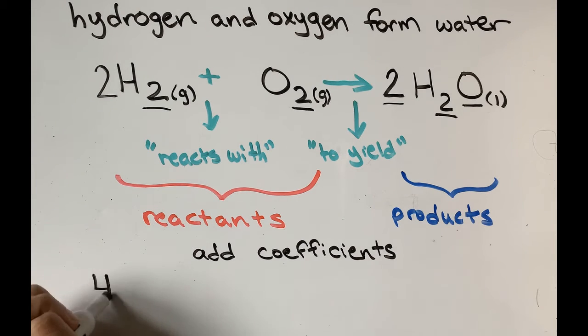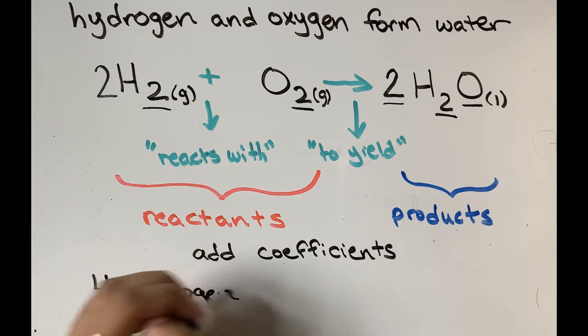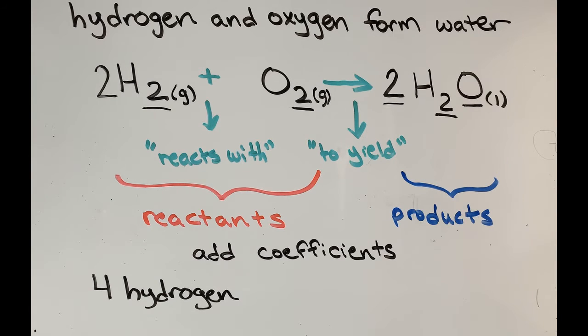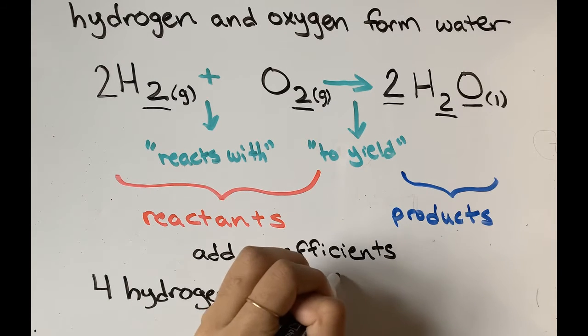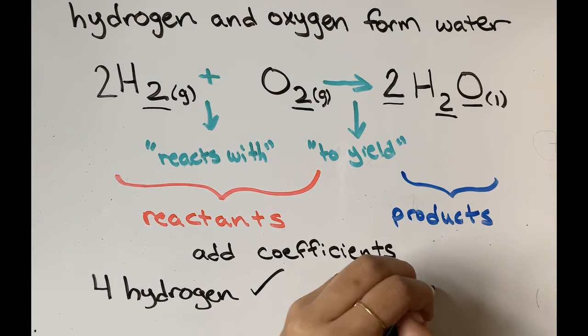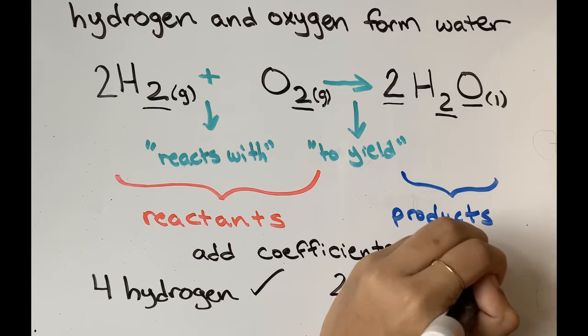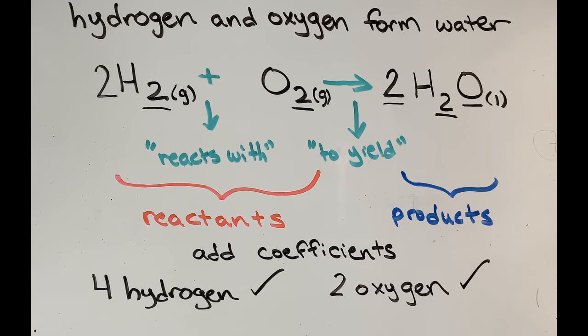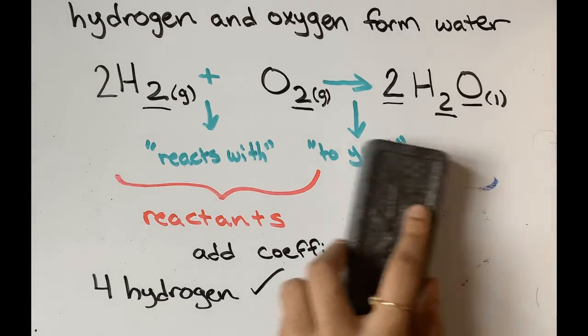Let's count up the atoms to double check. There's 2 H2, so 4 hydrogen atoms on the left, and 2 H2, so 4 hydrogen atoms on the right. And there's 1 O2 on the left, so 2 oxygen atoms, and 2 O on the right, so 2 oxygen atoms. This equation is balanced.